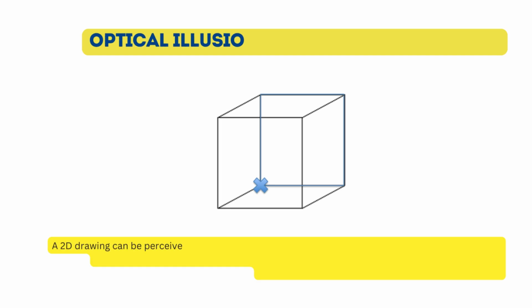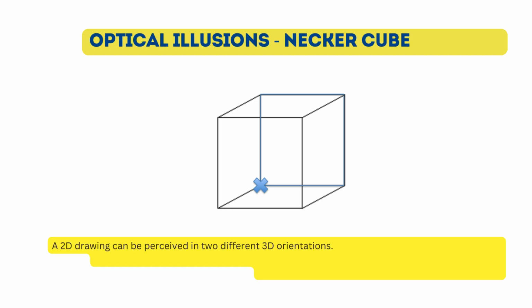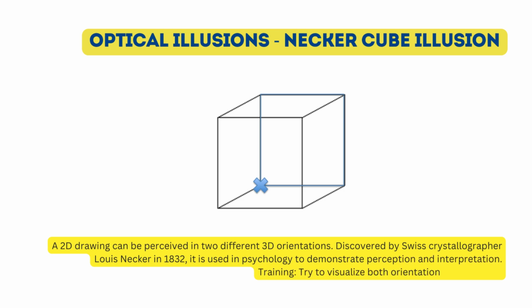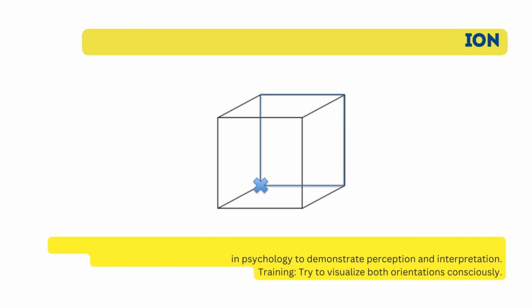Necker cube. A 2D drawing can be perceived in two different 3D orientations. Discovered by Swiss crystallographer Louis Necker in 1832, it is used in psychology to demonstrate perception and interpretation. Training: try to visualize both orientations consciously.